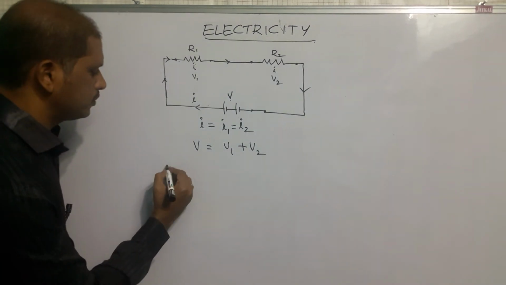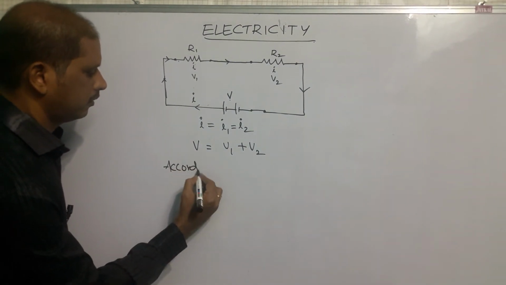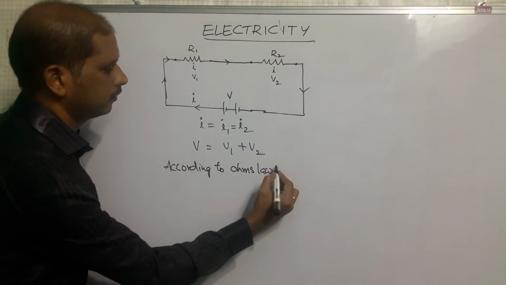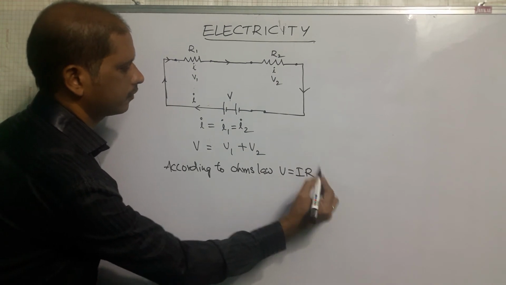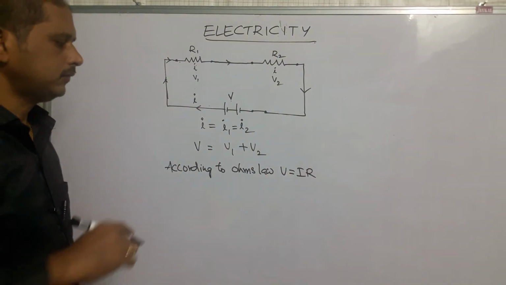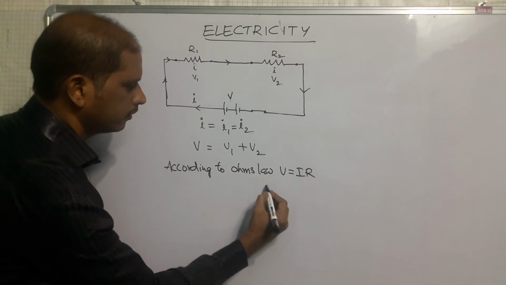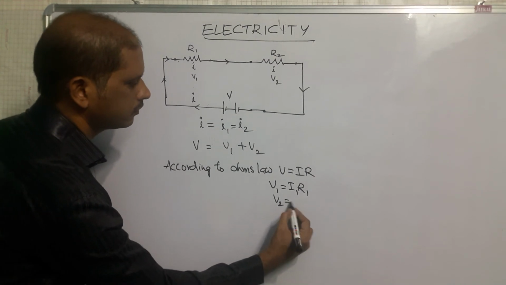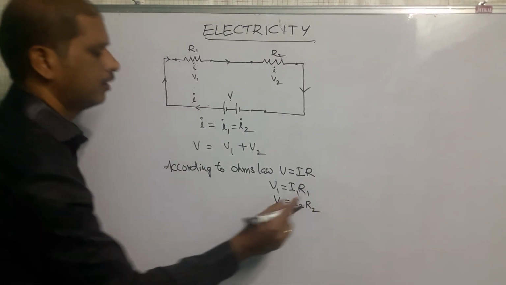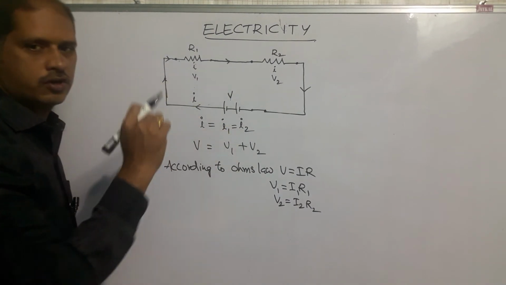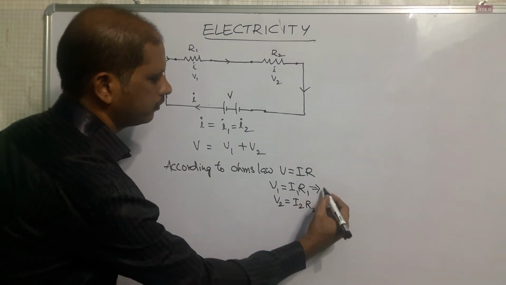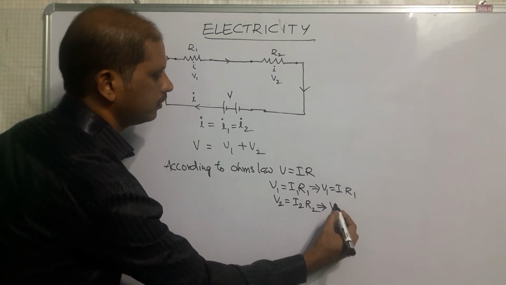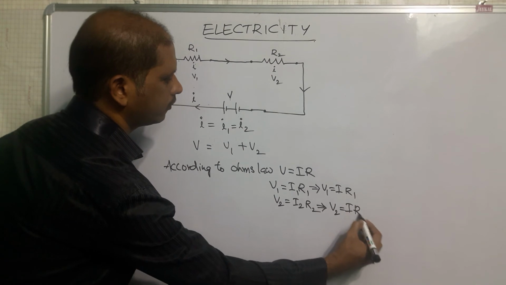But according to Ohm's law, we know that V is equal to IR. So V is equal to IR, V1 is equal to I1 R1, V2 is equal to I2 R2. But here I is equal to I1 is equal to I2. So instead of that you can write V1 is equal to I R1, and V2 is equal to I R2.